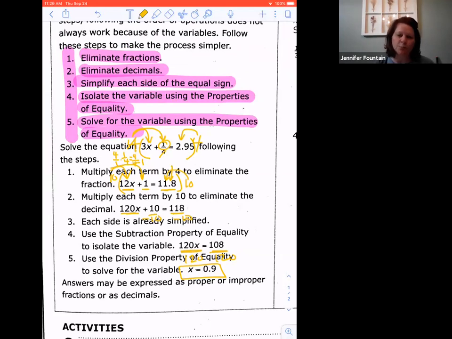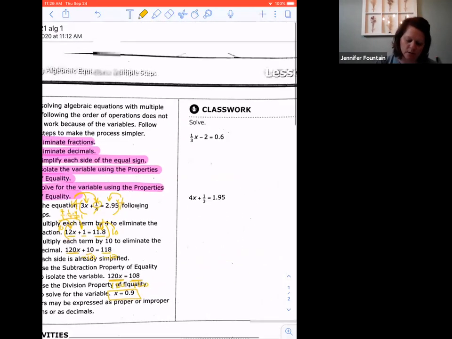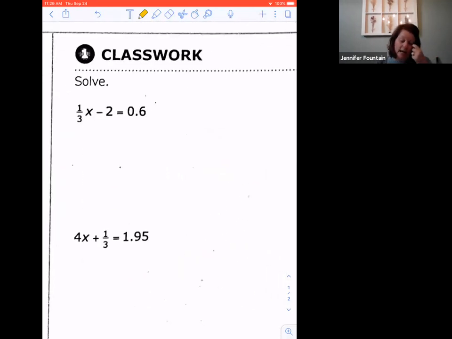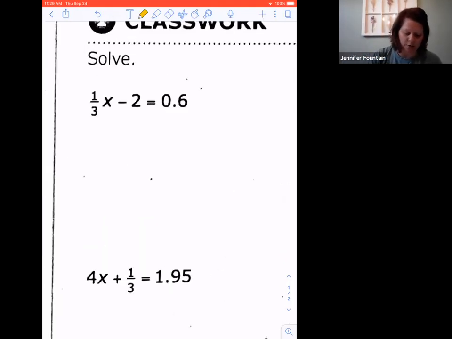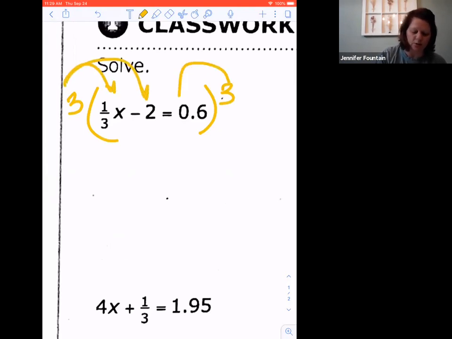Okay, so let's practice with these, using these steps 1 through 5. Looking at our classwork 1, I have a fraction and a decimal. My first step is to clear my fraction. I clear my fraction by multiplying by the denominator. The denominator is 3. So I multiply my entire equation by 3: 3 times 1/3 x, 3 times -2, and 3 times 0.6.